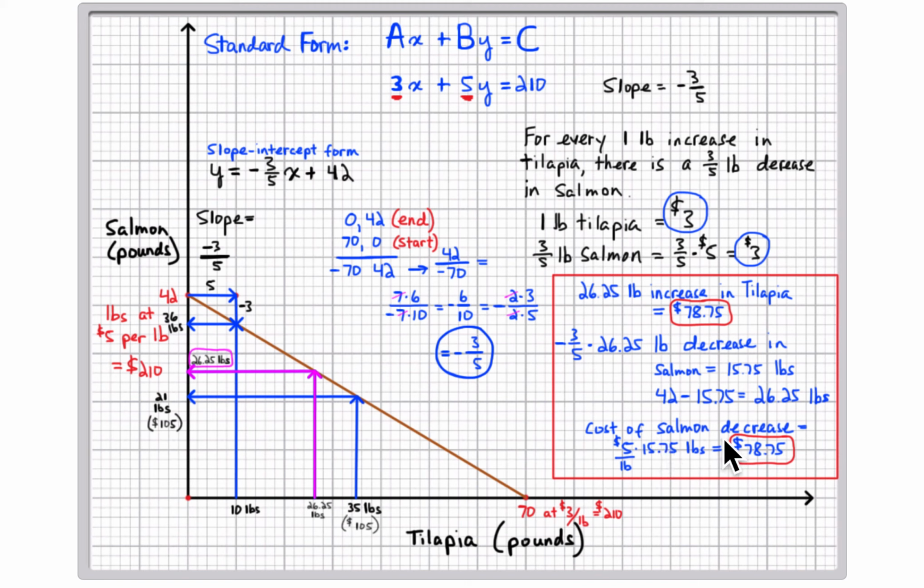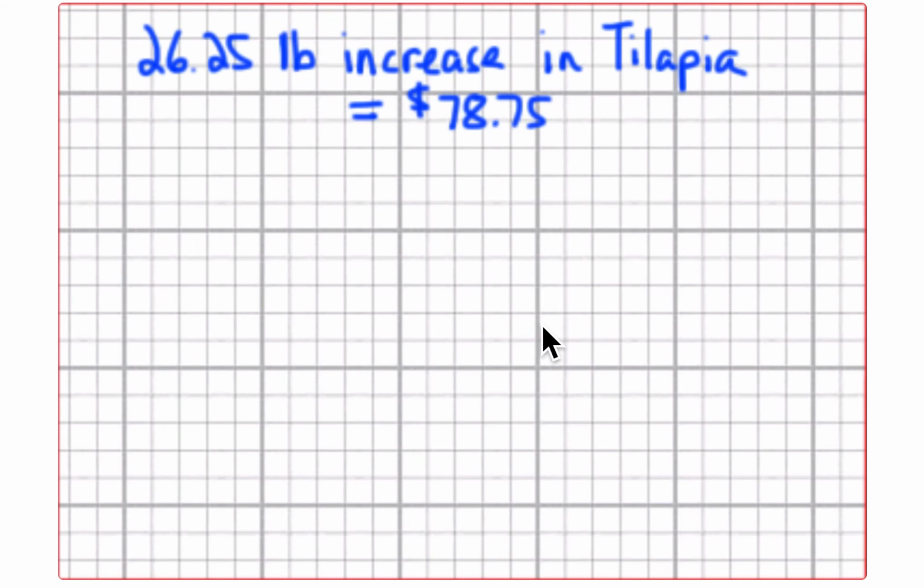So the cost of a salmon is a decrease of 15¾ pounds. So $5 times this 15¾ is equal to the same dollar amount as the increase in tilapia. And getting way out of control here. Let's keep going through this just a little bit more.